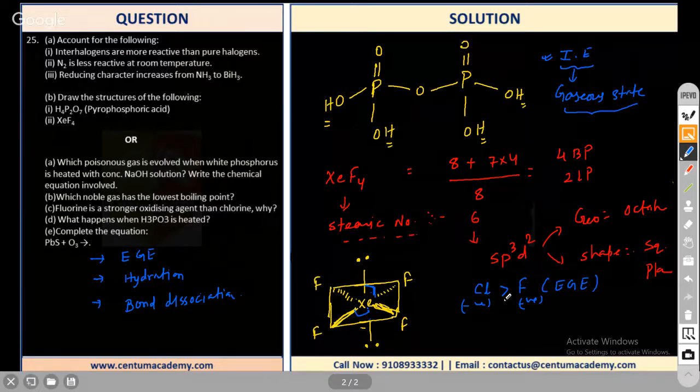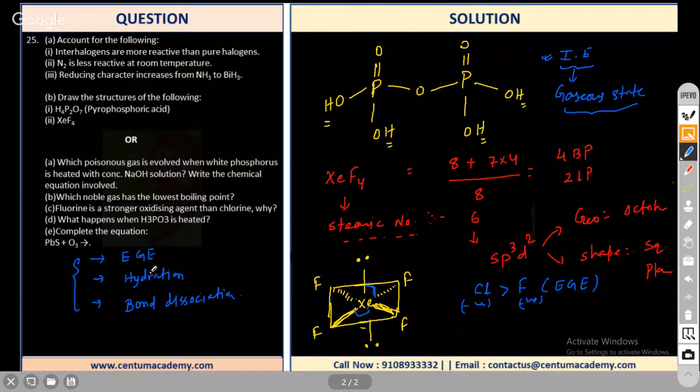This is one thing which goes in favor of chlorine. But second thing, what happens? Hydration energy. In case of fluorine, it is more because the size of fluorine is less than that of chlorine, right? Now, when you talk about the bond dissociation energy, that is also less in case of fluorine, right? So overall, with these three factors, the energy change favors the acceptance of electron in case of fluorine, right? And that is why it is a stronger oxidizing agent.